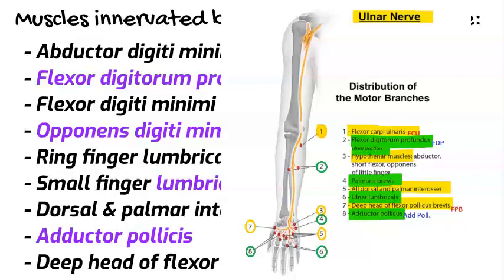Again, this figure shows the distribution of the motor branches of the ulnar nerve. Number 1, the flexor carpi ulnaris, FCU. Number 2, flexor digitorum profundus, FDP, ulnar portion. Number 3, hypothenar muscles: the abductor, short flexor, and opponens of the little finger. Number 4, palmaris brevis. Number 5, all dorsal and palmar interossei. Number 6, ulnar lumbricals. Number 7, deep head of the flexor pollicis brevis, FPB. And number 8, adductor pollicis.